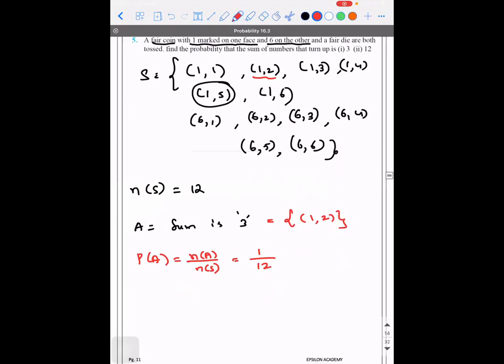Now the other event B, where the sum turns out to be 12. That is 6, 6. So the probability of B is the number of elements in B by the number of elements in the sample space. It is 1 out of 12. Okay.